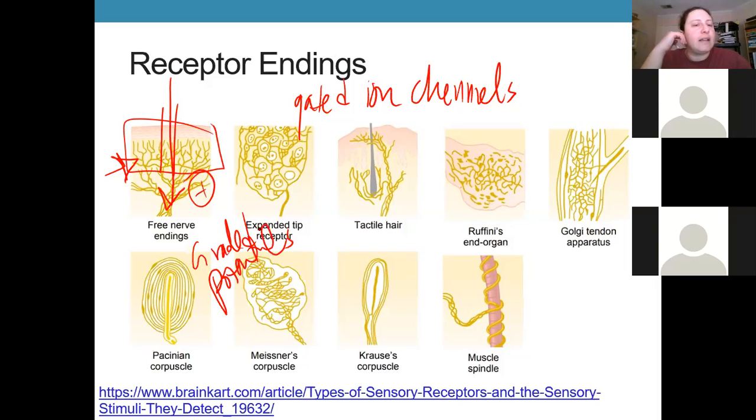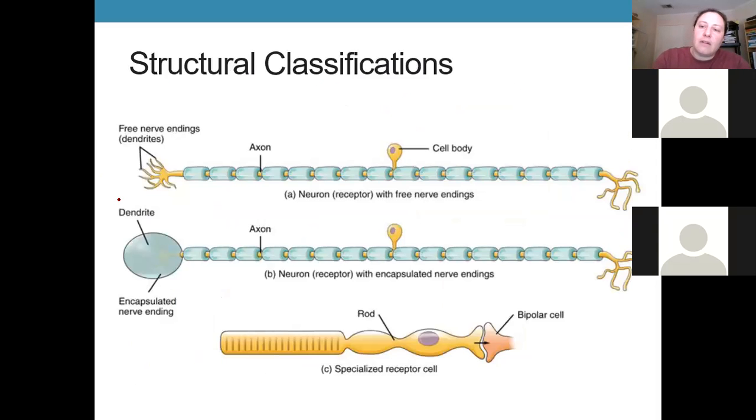And if it generates enough of it to depolarize this to threshold, then we're going to trigger an action potential, and that action potential is going to travel down the entire length of the sensory neuron to the synapse on the other side.